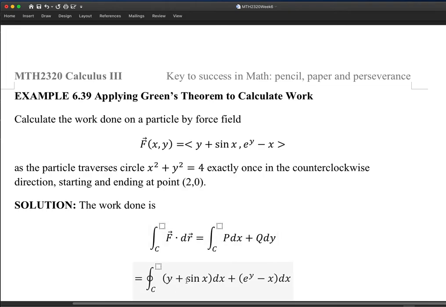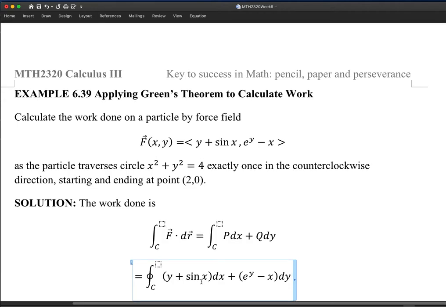directly. It's (y + sin x) dx + (e^y - x) dy, that is P dx + Q dy, okay. And then you are going to replace y using polar coordinates with r sine theta, and x will be replaced with r cosine theta. So there is sine and cosine involved. So that's what I said. It really may not be possible to evaluate the definition directly.